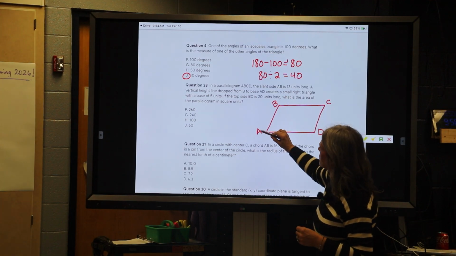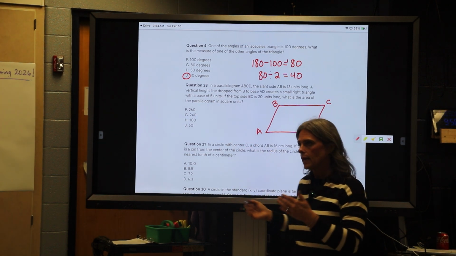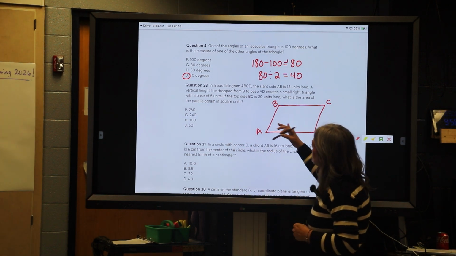And I did A down here because they told me that that was one of the slant sides. So I just labeled my slant A, B, okay? All right, so AB is 13.